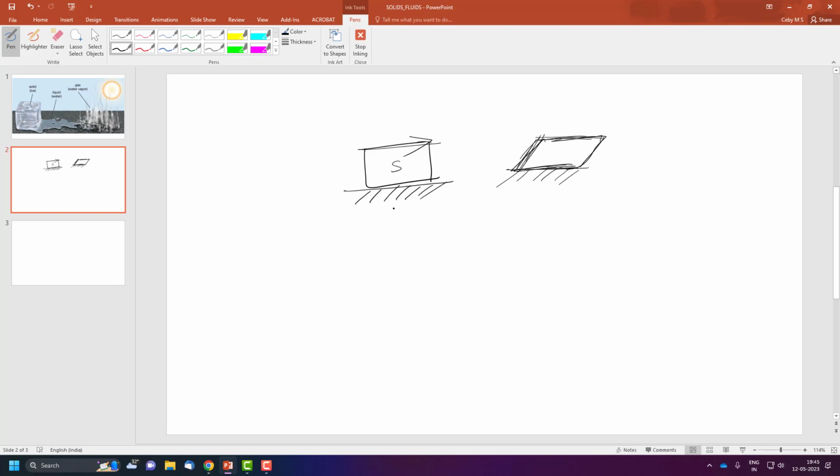But what do you think? If there is a liquid over here, on top of this substance, and we are applying shear force, what do you expect? Will this substance shear just like a solid, or will it exhibit the same characteristics when it is experiencing shear force? So as you guessed, it won't.